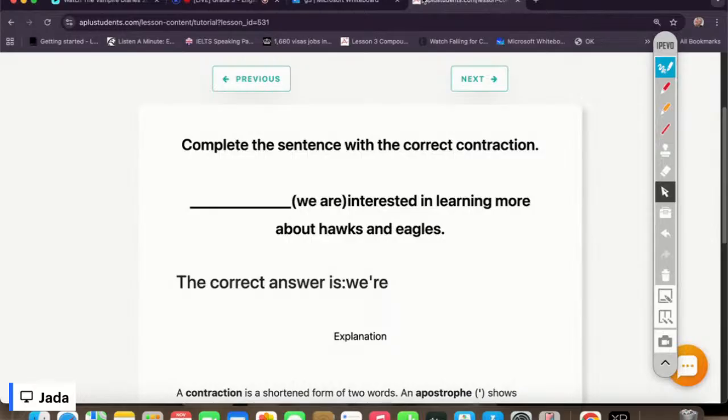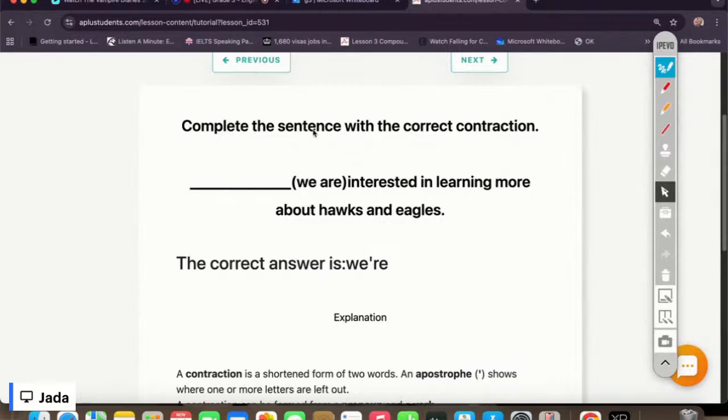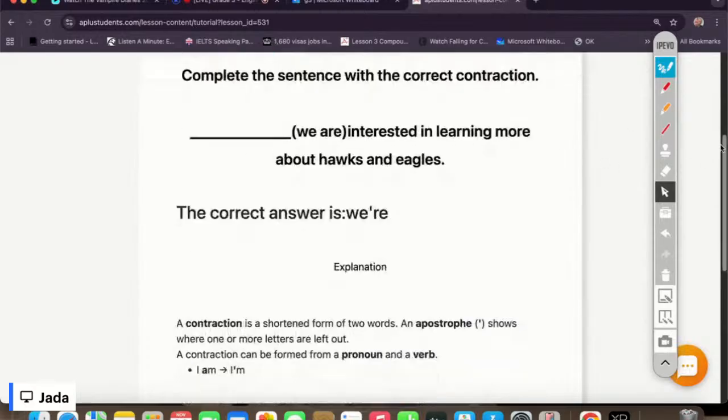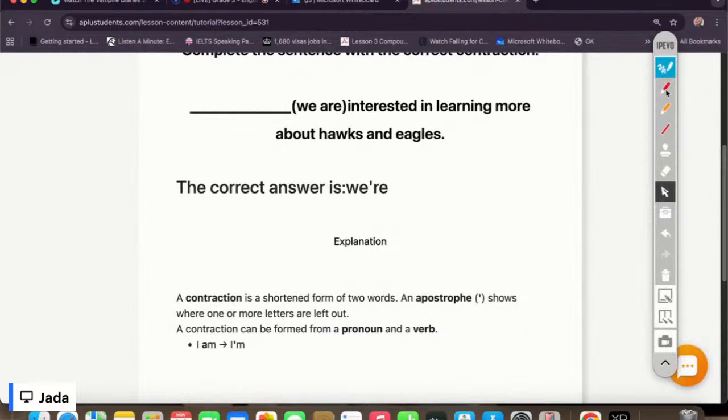All right, so we'll just move on and we'll start the lesson. Okay, so we have complete the sentence with the correct contraction. First of all, what is a contraction?